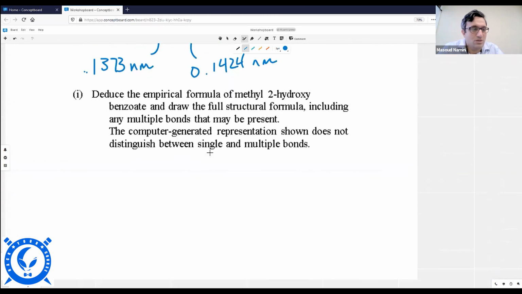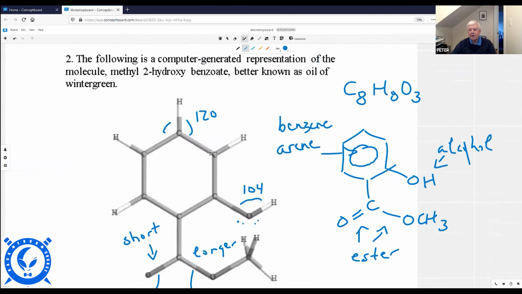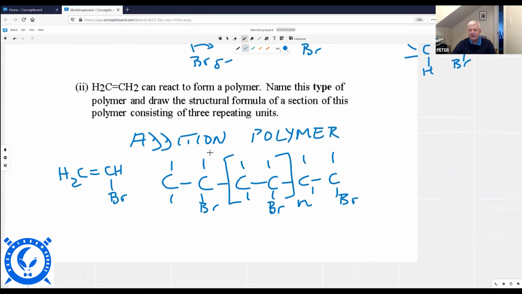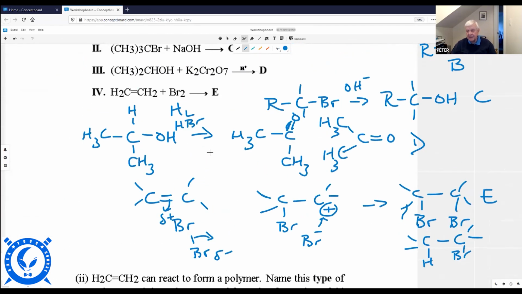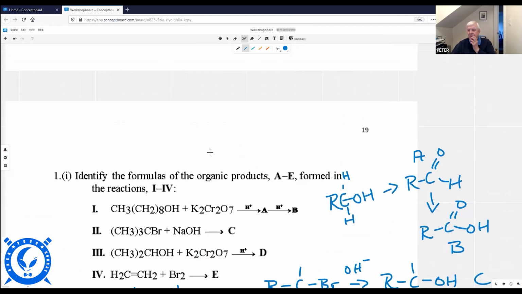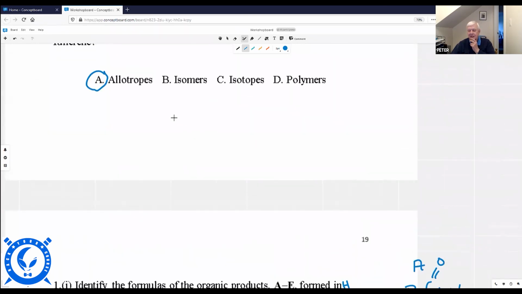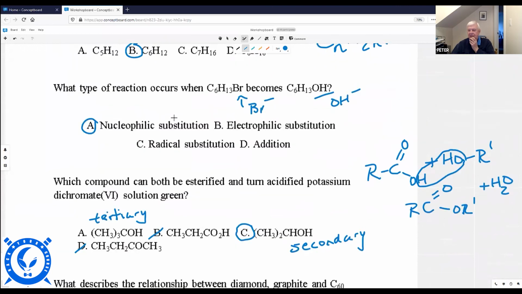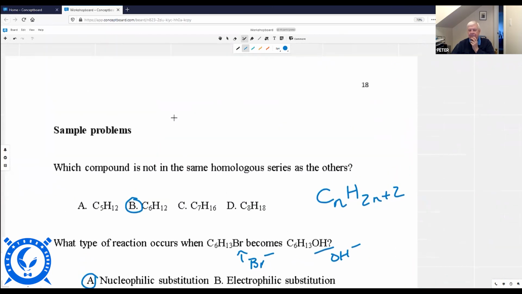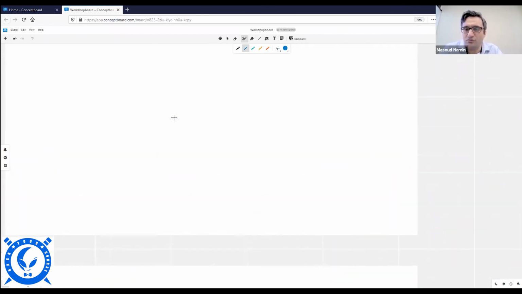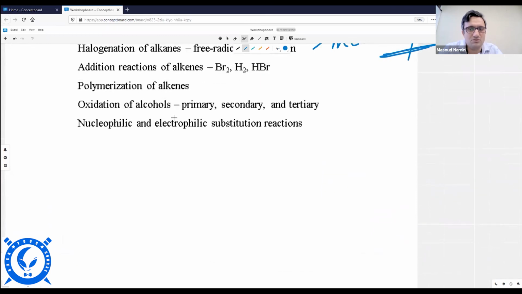Remember, we focused on the highlights. There are other things that we didn't discuss specifically. I tried to bring them up as we were talking about them, especially these organic reaction mechanisms. That's a very favorite topic. It is pretty straightforward, but a lot of students have problems over there.